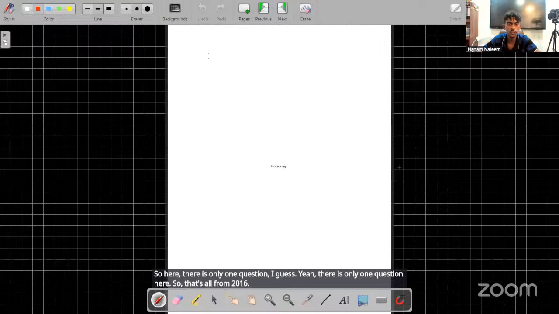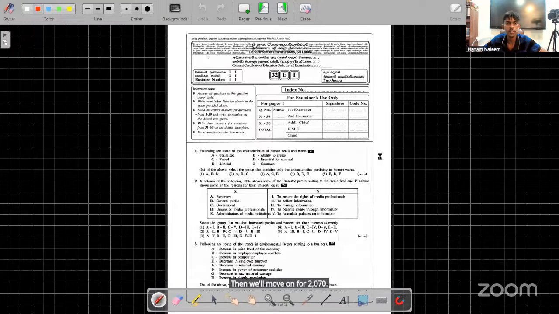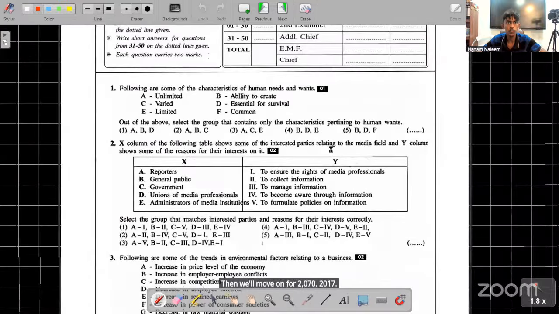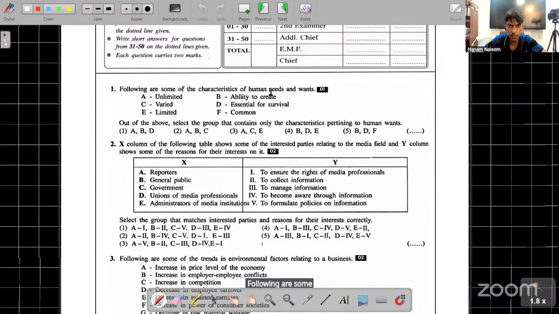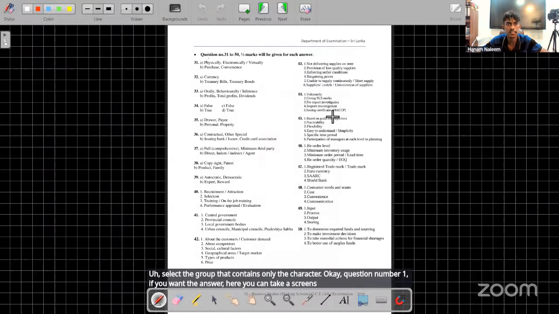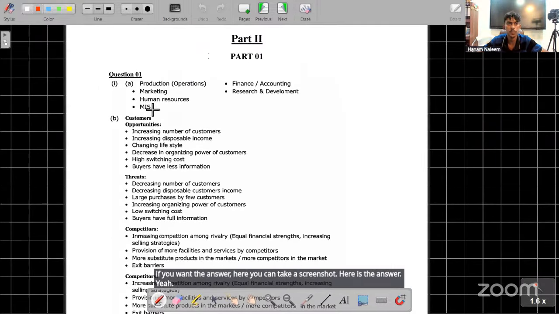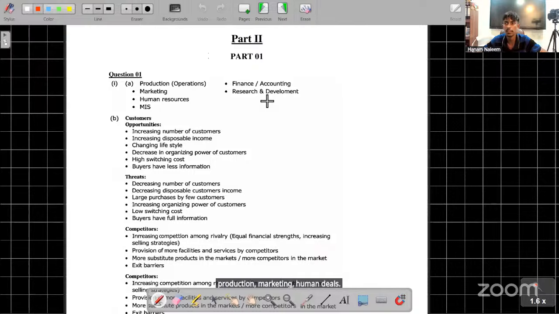Then we'll move on to 2017. Following are some of the characteristics of human needs and wants. Out of the above, select the group that contains only the characteristics. Okay, question number 1. If you want the answer, here you can take a screenshot. Here is the answer: production, marketing, human resources, MIS, finance, and research and development.